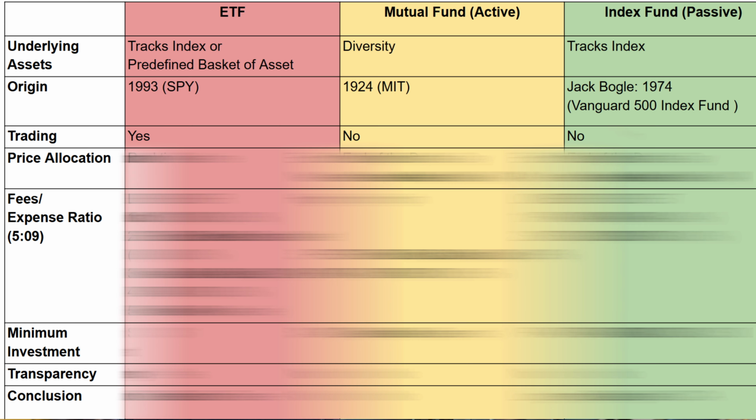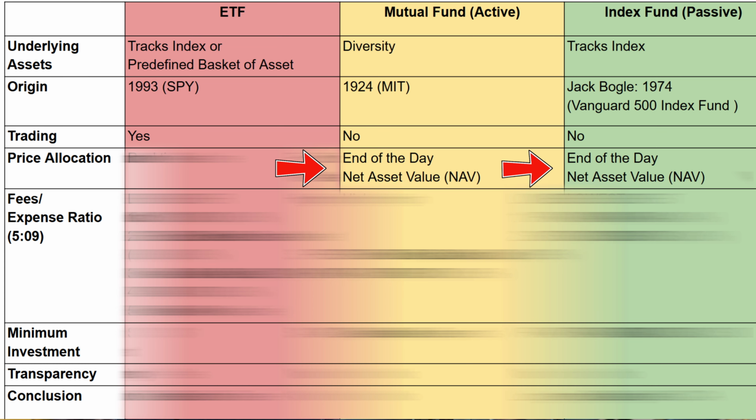For mutual fund and index fund, no, you cannot trade it. So what does that mean? If you try to buy a mutual fund or index fund at 11 o'clock or 3 o'clock, you won't be assigned the units right away. You will be assigned the units by end of the market, based on the NAV. NAV means net asset value. And for ETF, it is done real time.